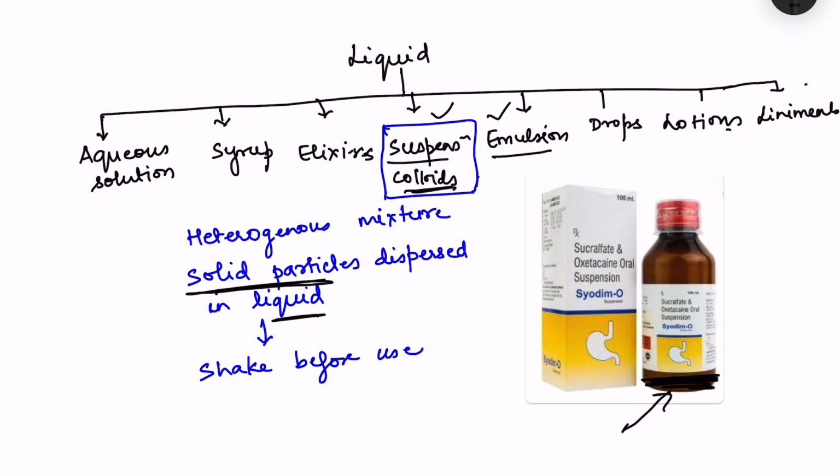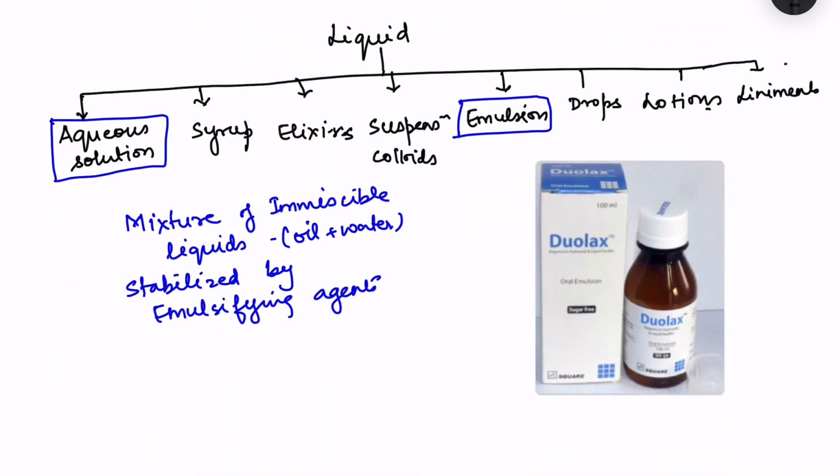Colloids are again a form of suspension only, but the drug particles are very small, and you cannot visualize them. They are so small that they cannot be seen with the naked eye. Then next is emulsion. Emulsion is a mixture of oil in water or water in oil. The drug can be watery, dissolved in an oily medium, or it can be oily, dissolved in a watery medium. So obviously these liquids are immiscible.